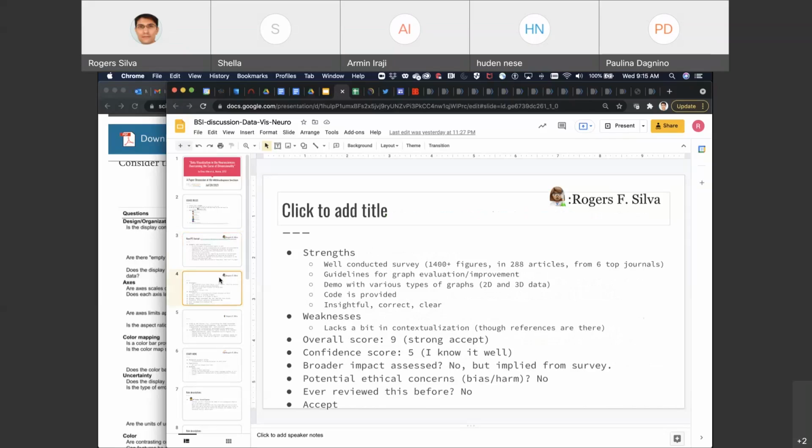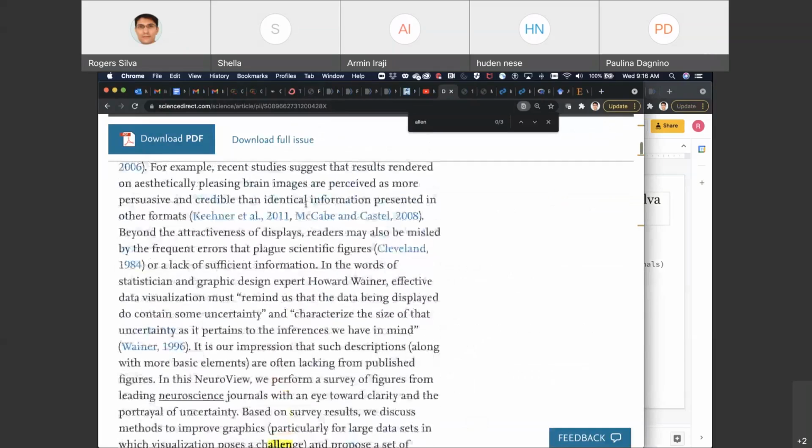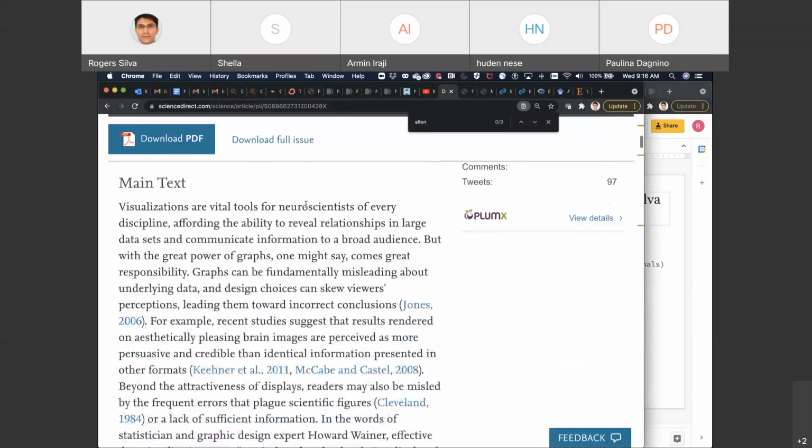So next, here's my perspective as a reviewer in terms of strengths. Maybe before I go over these strengths and weaknesses, I will walk you through the paper. So the paper is relatively short. I think it's like 3 to 4 pages long.